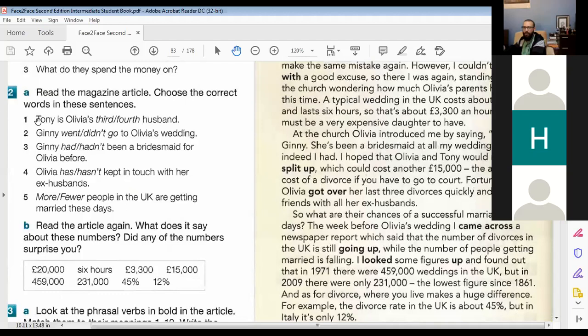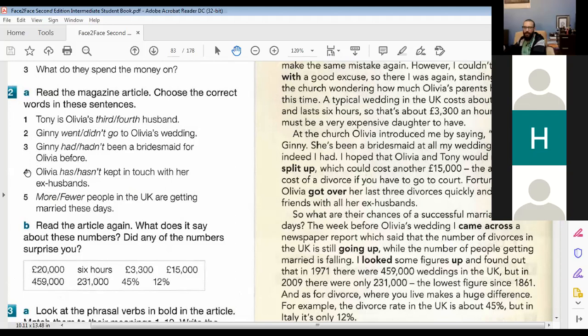Number one, it says Tony is Olivia's third or fourth husband. Fourth, right? Yeah, he's her fourth husband. Number two, Ginny went to Olivia's wedding or didn't go? She went. Number three, Ginny had or hadn't been a bridesmaid for Olivia before. Had. Yeah, she's been a bridesmaid before.